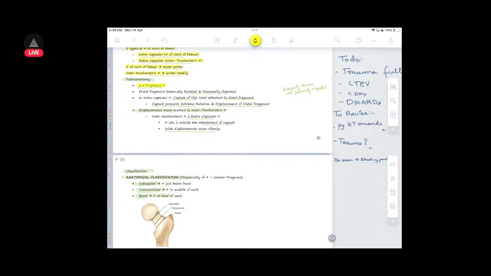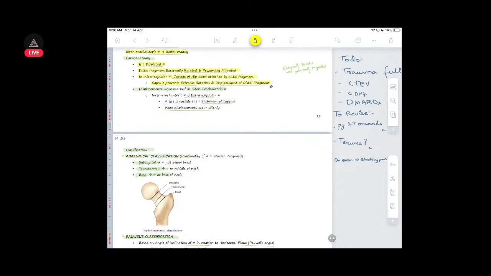Pathoanatomy: it is always a displaced fracture, and the distal fragment is externally rotated and proximally it is migrated. In intracapsular fracture, the capsule of the hip joint is attached to the distal fragment, and this capsule prevents extreme rotation and displacement of the distal fragment. Displacement is more marked in trochanteric fracture. Trochanteric fracture is an extracapsular fracture, and the fracture site is outside the attachment of the capsule. There is wide displacement which occurs readily. So it is externally rotated and proximally migrated.